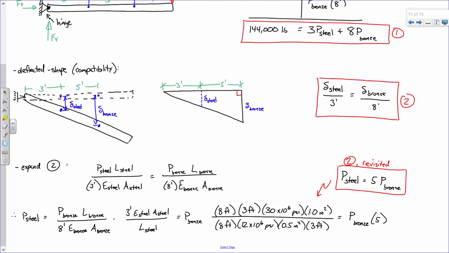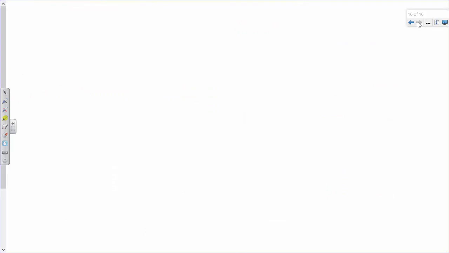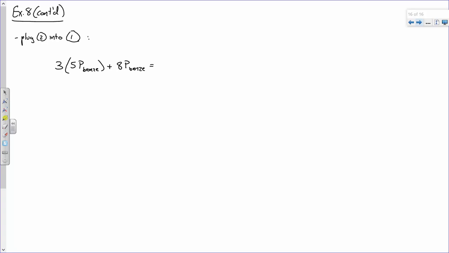Does everybody have all this? All right. So say plug 2 into 1. So we have 3P steel, but that's 5P bronze, plus 8P bronze is 144,000 pounds. So 3 times 5 is 15, plus 8 is 23, so 23P bronze is 144,000 pounds.